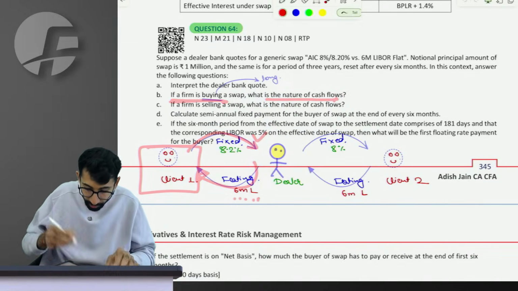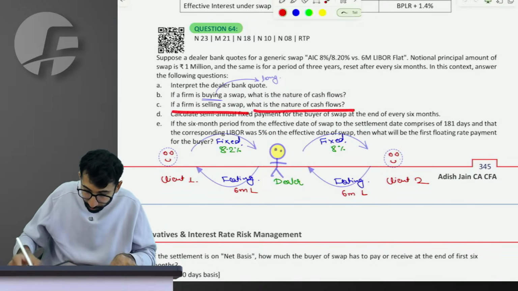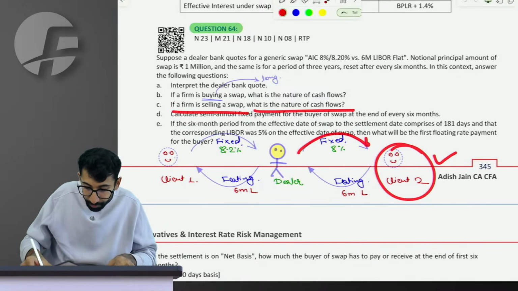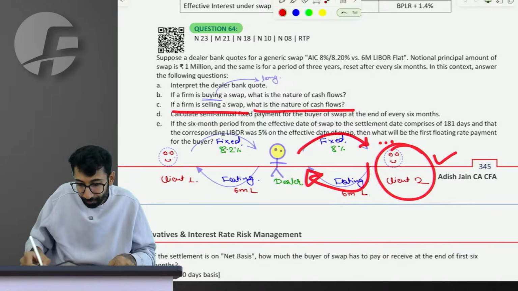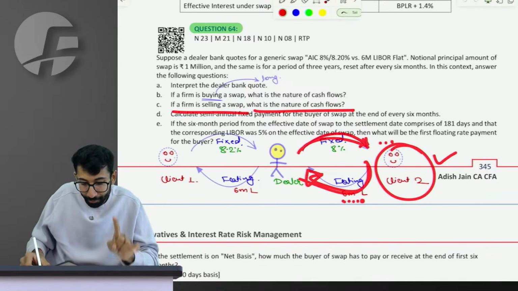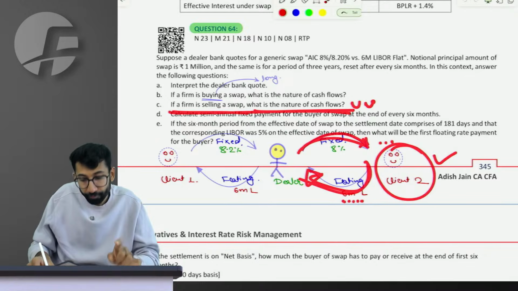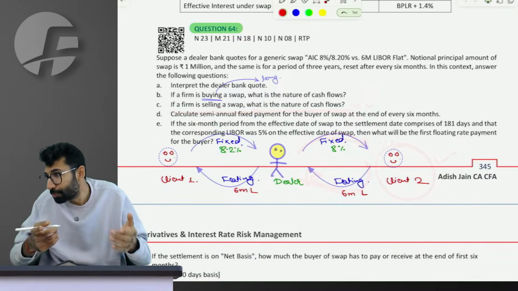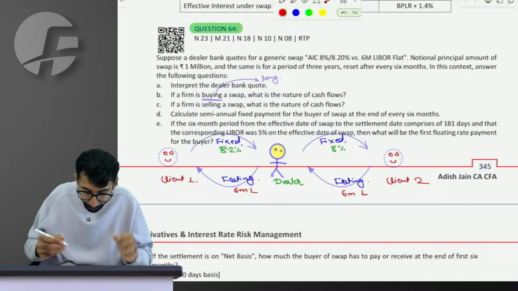This is the nature. If the firm is selling a swap, which means you are client 2, what is the nature of swap? I will receive fixed and I will pay floating. Fixed of 8% I will receive, pay 6-month LIBOR as floating. This is the nature of cash flow. You have to simply specify the nature of cash flow. That simple is the question.